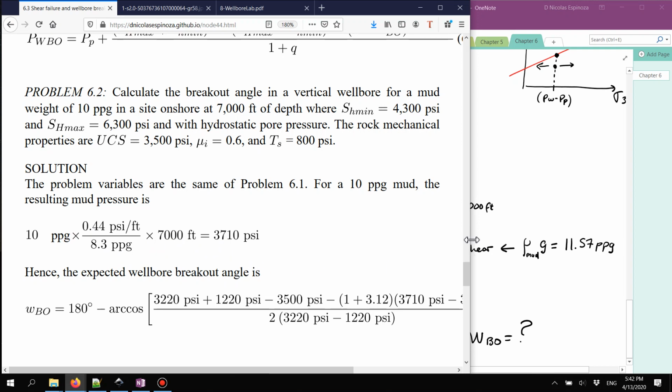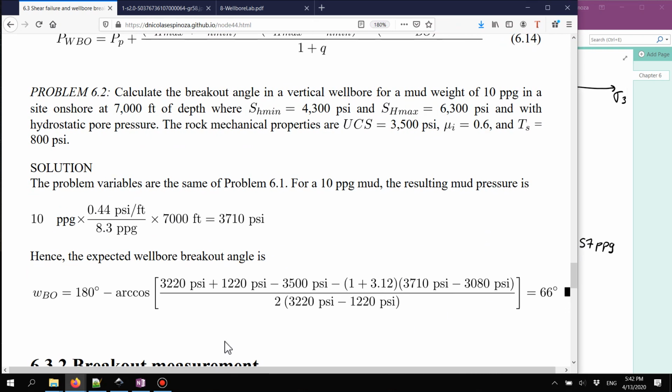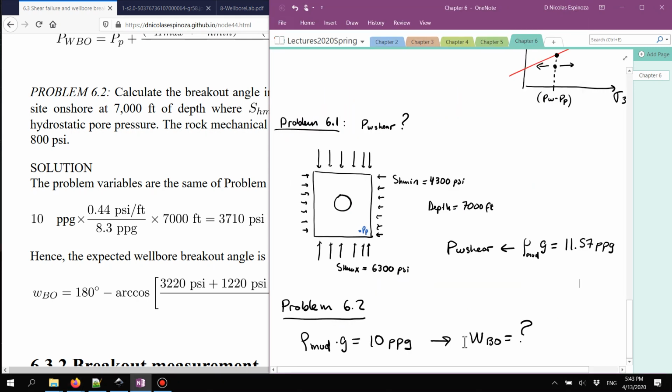After you do that, you utilize the equations that I was telling you before. In this case, I have combined those two and put in all the values of sigma h max, sigma h min, the friction coefficient of the rock, the friction parameter Q of the rock, the UCS, the pore pressure, and all of that. This is my result, 66 degrees. So in this case, if I were to use this mud weight, I would obtain a wellbore breakout angle of 66 degrees.